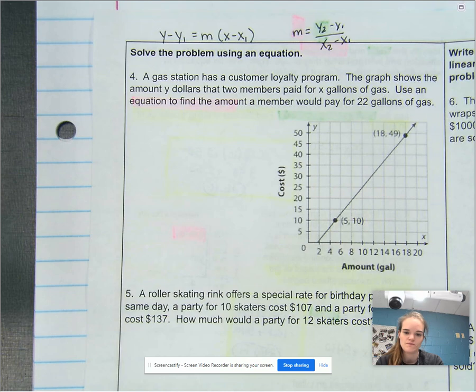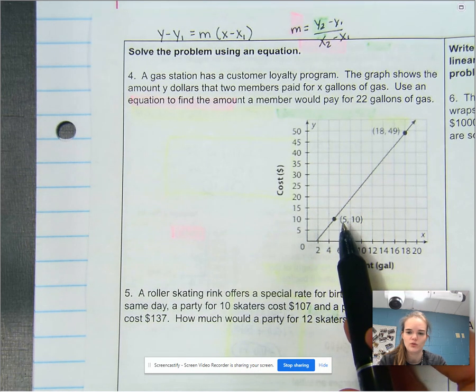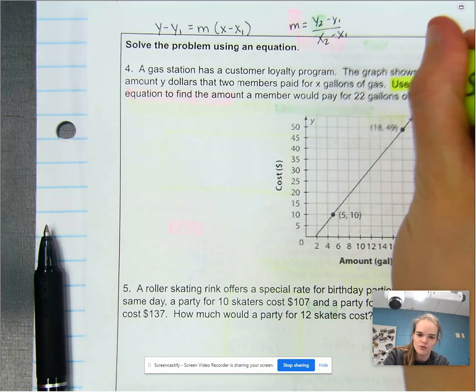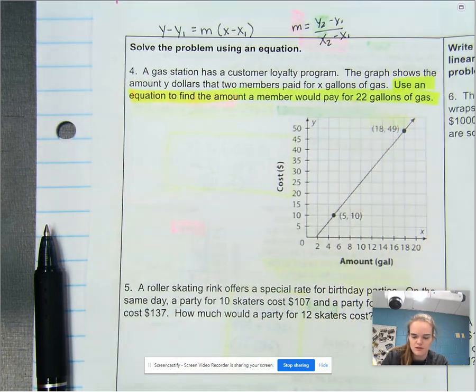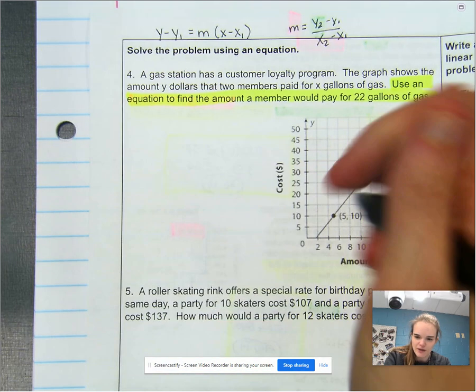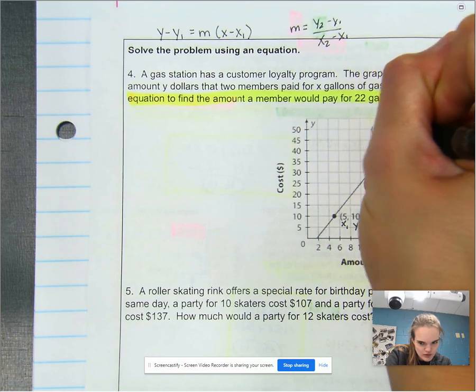All right, let's talk about this one. Number 4. A gas station has a customer service loyalty program. The graph shows the amount y dollars that 2 members paid for x gallons of gas. Use an equation to find the amount a member would pay for 22 gallons of gas. So we'll find that out. So we've got 2 points. Let's label them x1, y1, and x2, y2.